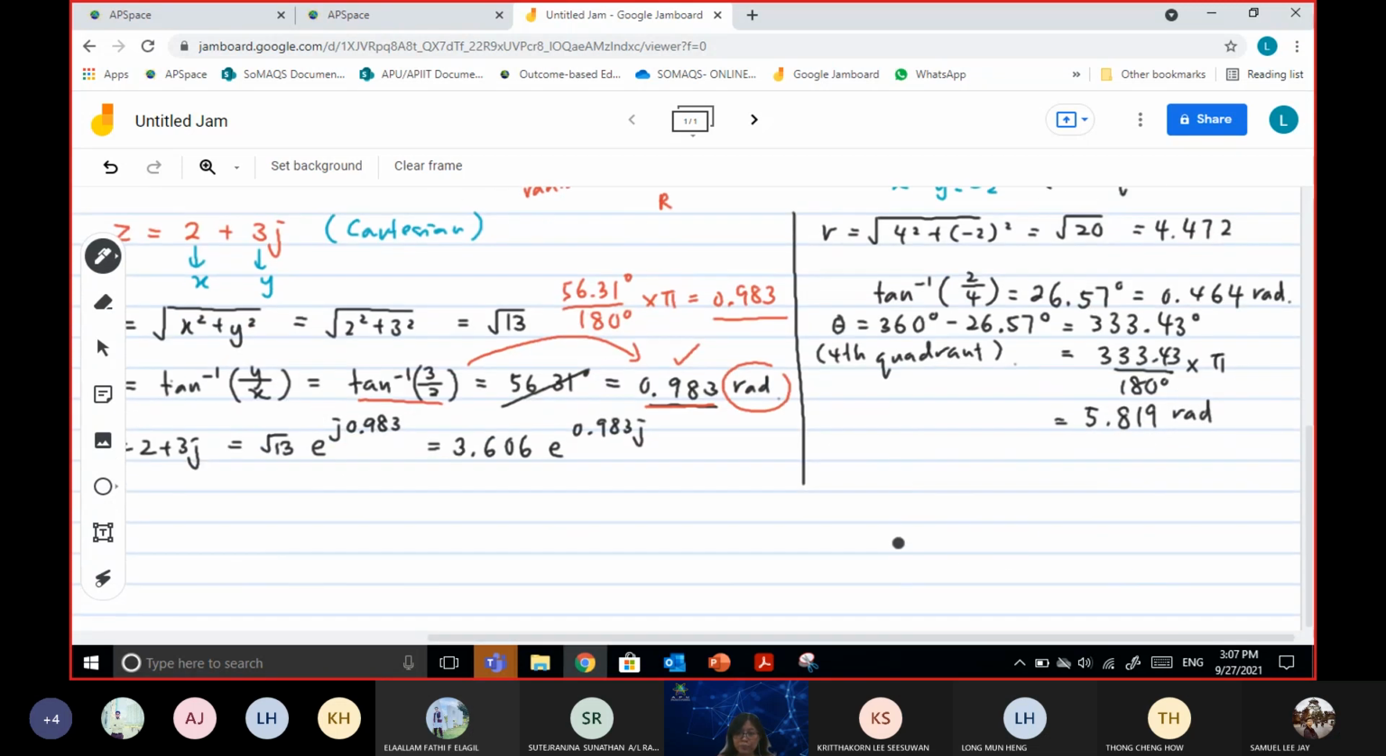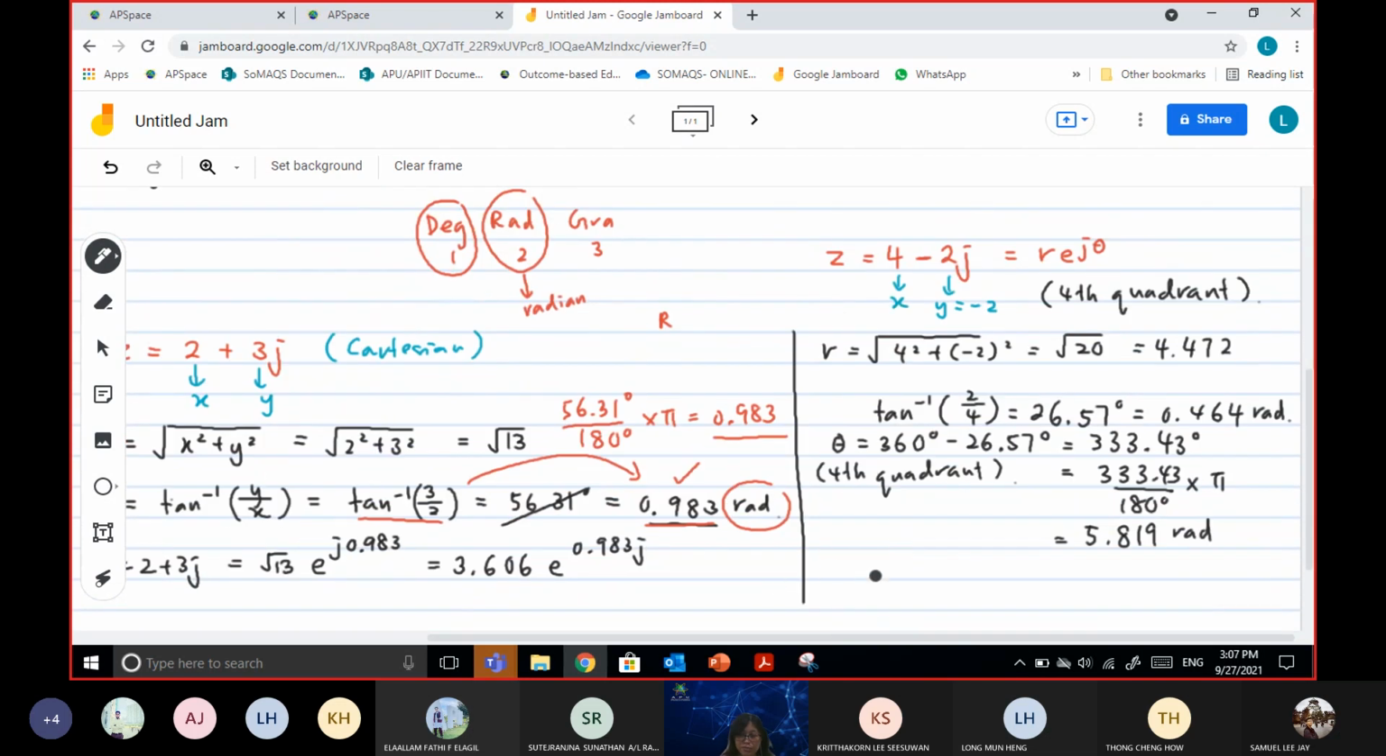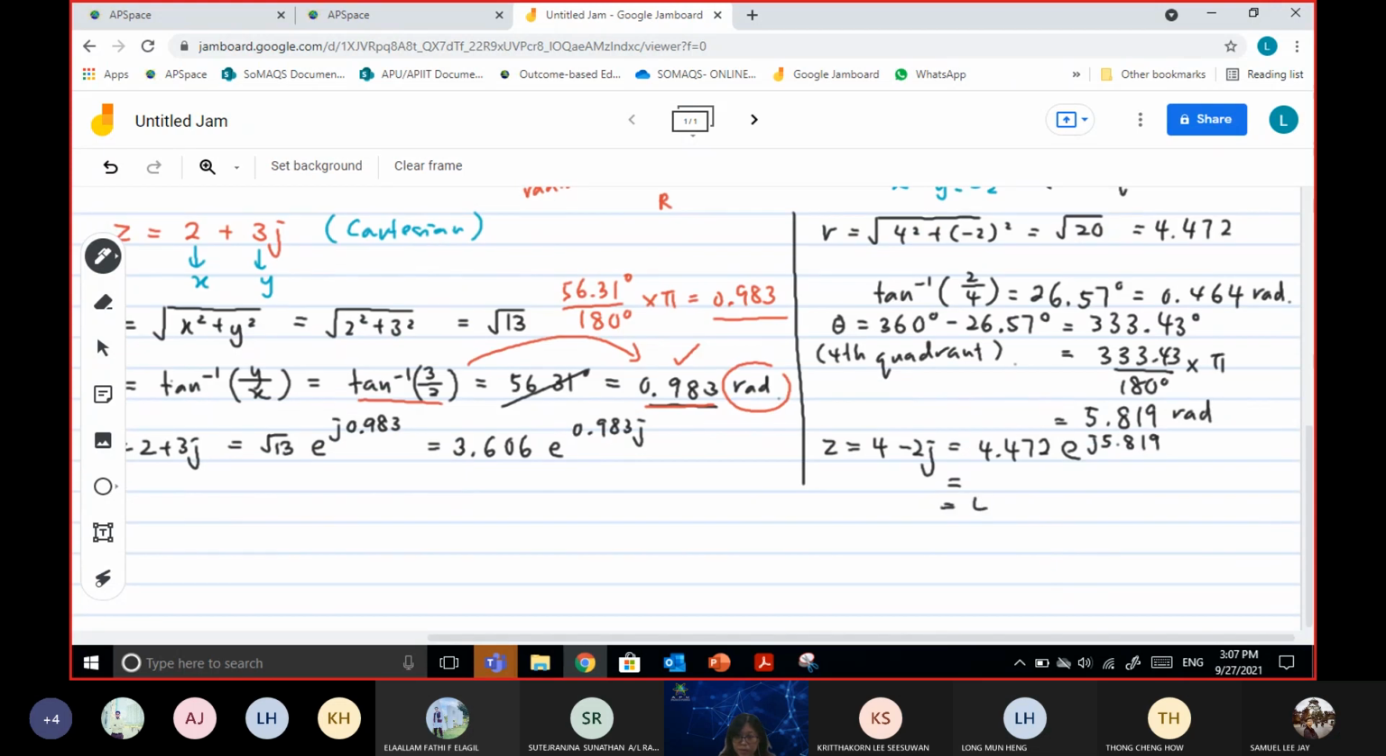So if I write it as a positive radian, it will be 4.472 e^(j5.819). If you write it as a negative radian, then your answer will be 4.472 e^(-j0.464). So please take note if you write it as a negative.